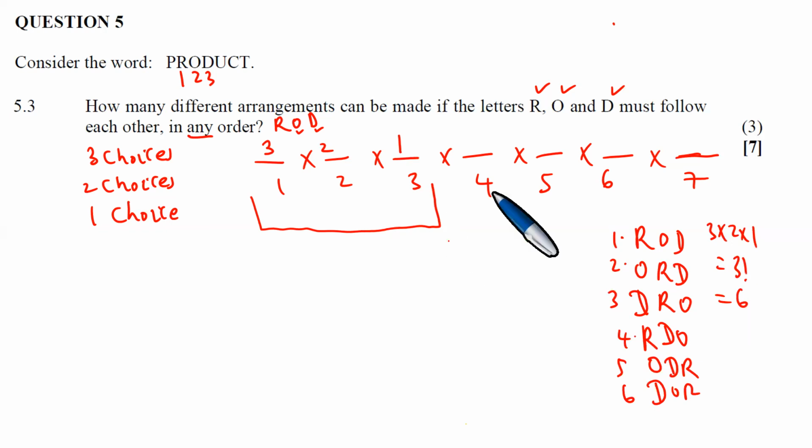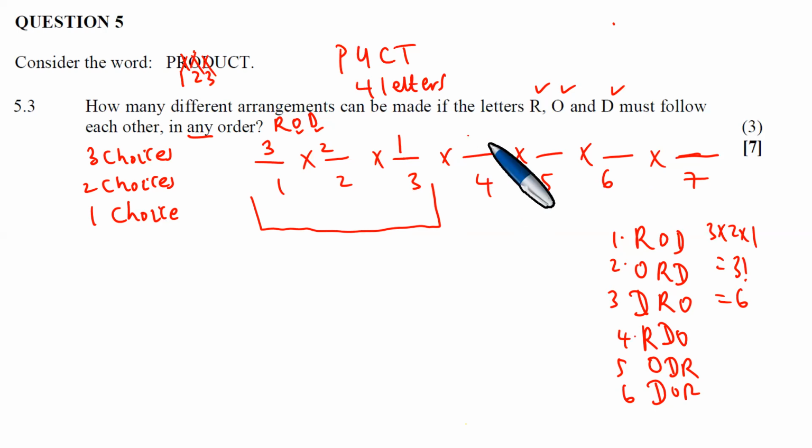Okay, now here we come. So these ones have been organized and they're like one block. ROD, we organize them, they're one block. And then we come to these ones. We are left with a total of how many letters to organize here? Out of the seven letters, one, two, three, four, five, six, seven, we are left with four letters. After we have removed the R, the O, and the D, we're left with T, U, C, T. And these are four letters that we need to arrange here.